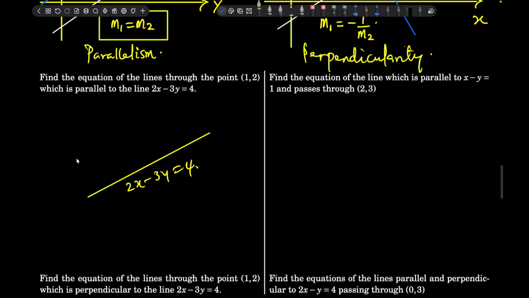That means it goes through a different place. Maybe this is the way the first line goes, and the point 1, 2 is somewhere else. But they say that wherever it passes, make sure that the slope is the same as the slope of the line 2x minus 3y equals 4. So they want us to find the equation of this line. So that's what we are trying to learn. So let me explain that very quickly.